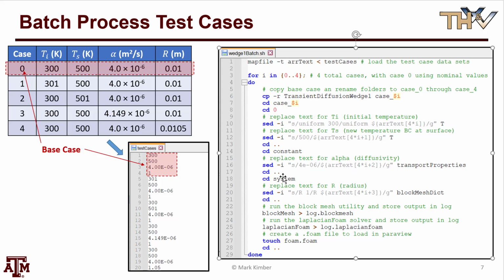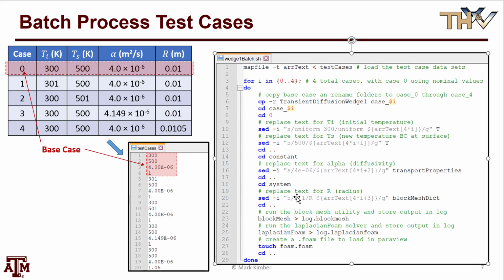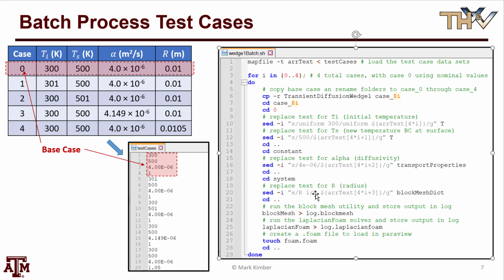And then I want to go back up a level and then go into my system folder, and I want to do the same thing for radius. So I've got my 4 parameters, my TI, my TS, my alpha, and then radius. And so in that case, I want to look for something that is R space 1, and I want to replace that with R space the final element in that vector.